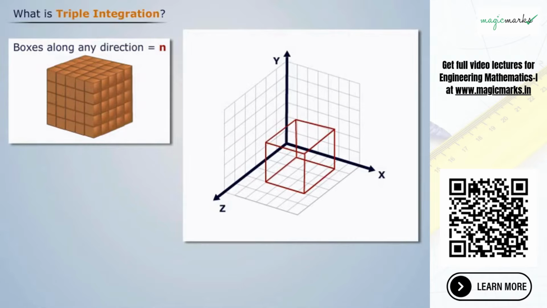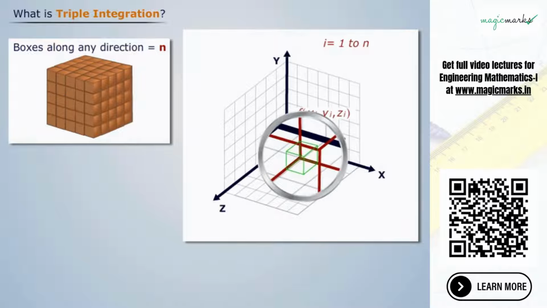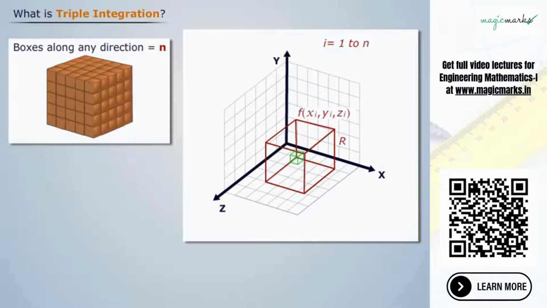let us represent it graphically, whose function is f(xi, yi, zi), where i can be any value from 1 to n. Let the region enclosed by the boundary of the large box be R. Now let us place our focus on this small box. Let its dimensions be dx, dy, and dz.